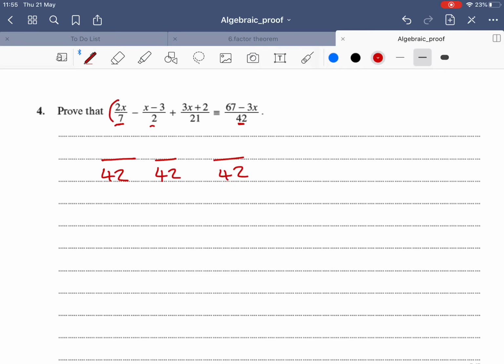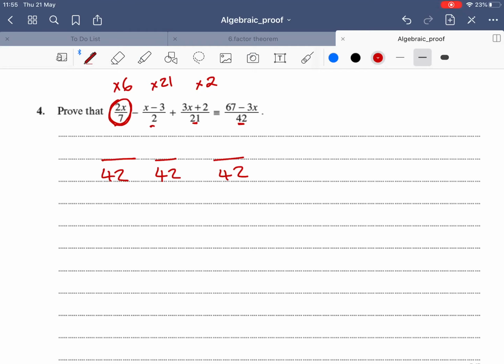With the first fraction, how do I go from 7 to 42? I would times it by 6. With the next one, how do I go from 2 to 42? I would times it by 21. And how do I go from 21 to 42? I would times it by 2. So you now want to times the numerator by that again, like we did in the first question.